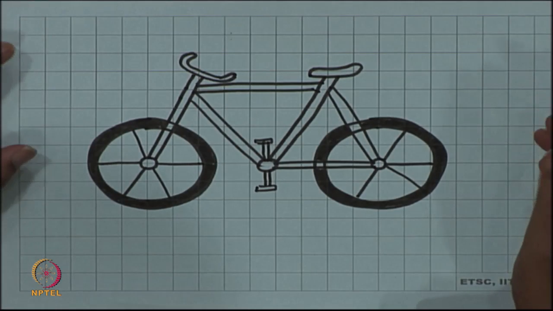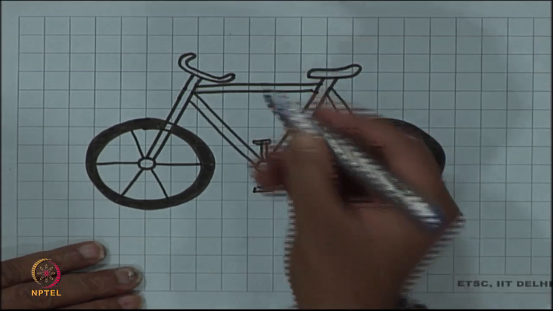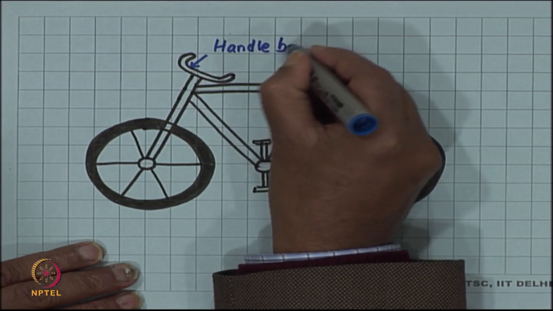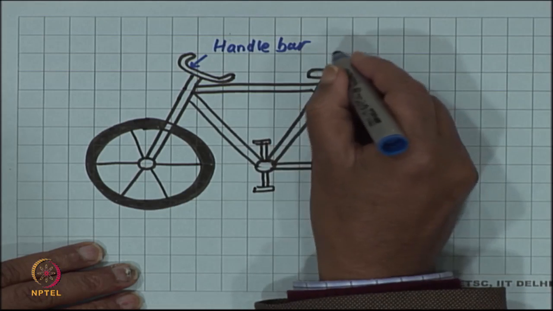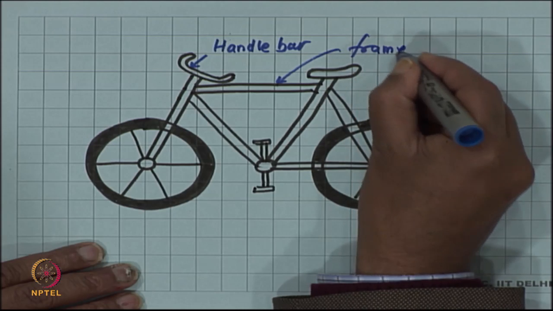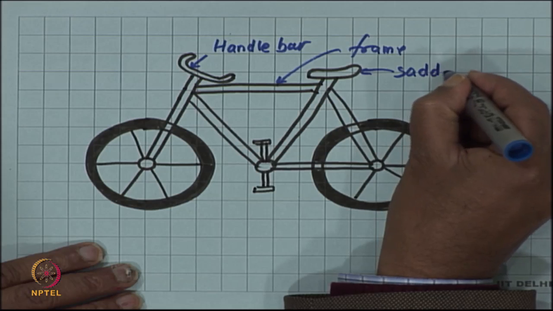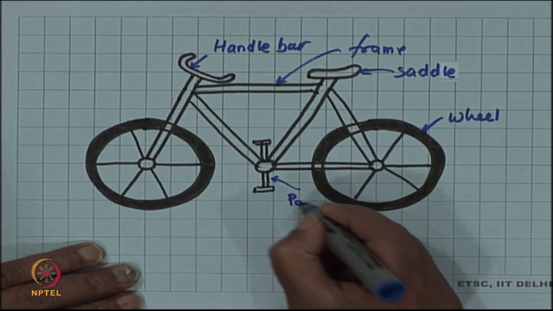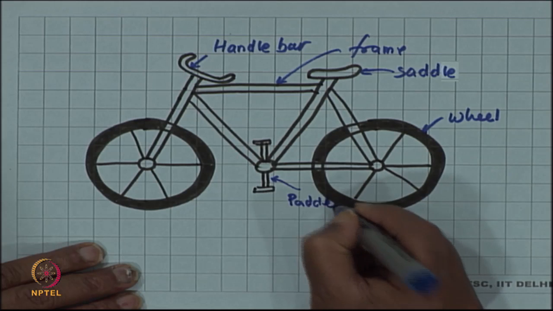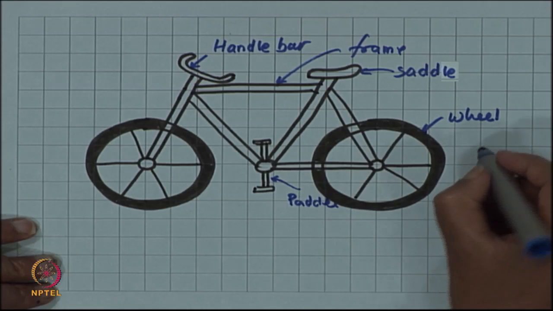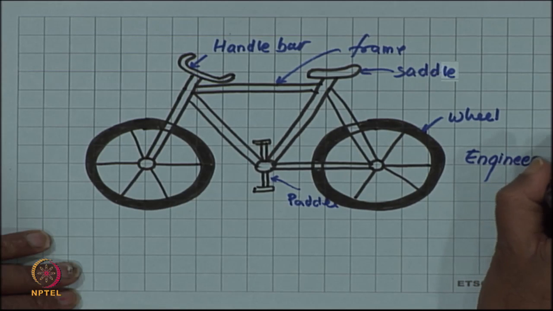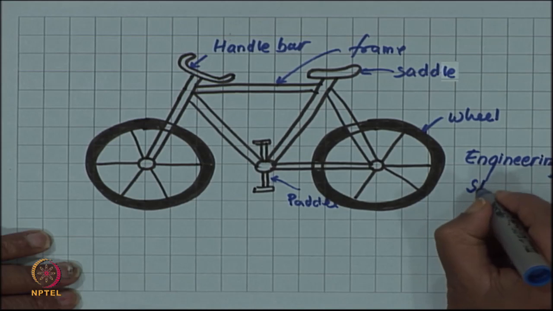Here is our bicycle, and this bicycle is an engineering structure made up of several components. So, there is this handlebar, we have this frame, saddle, wheel, pedal, and so on. So, this is designed for a particular function, and this can be our example of an engineering structure.